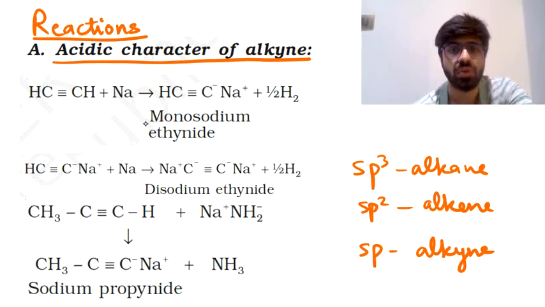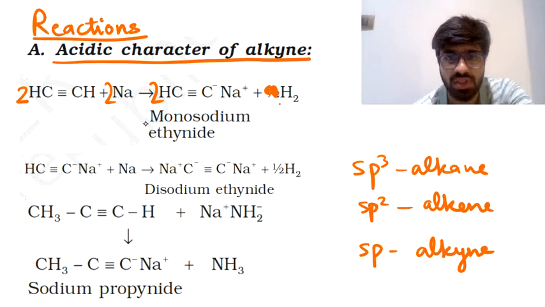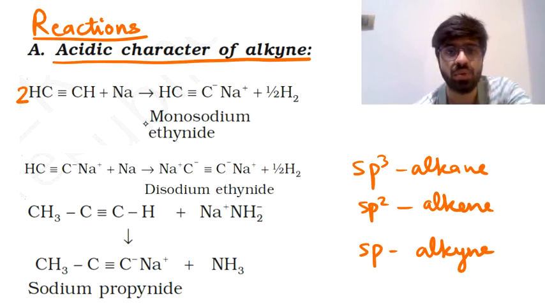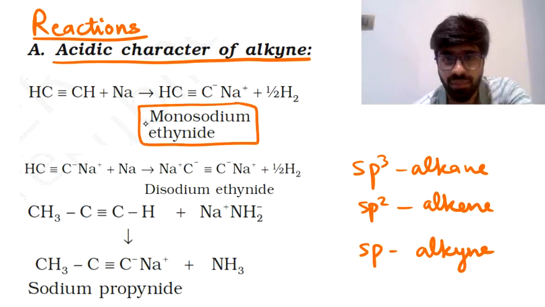Okay, if you want you can eliminate the half from here, and you can say that it's 2 times this plus 2 times this, giving 2 times this, and 1 mole of H2 is going to come out. Because hydrogen is coming out, we say that the compound here is acidic in nature. Okay, so this is monosodium ethynide.